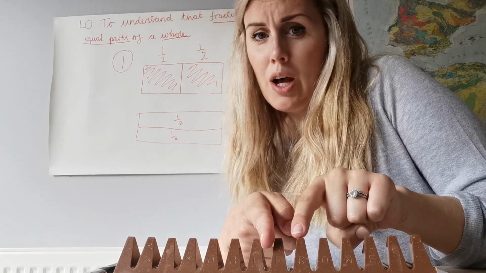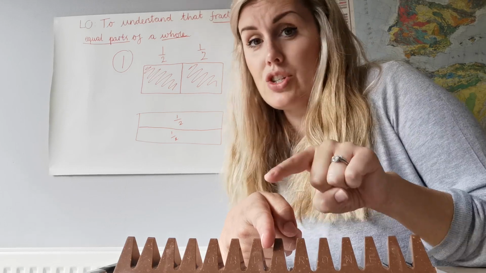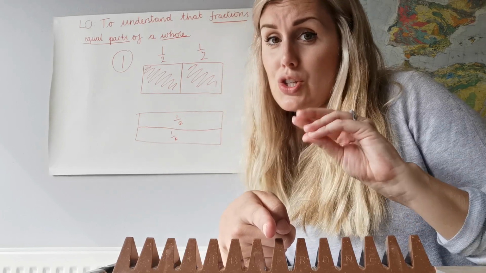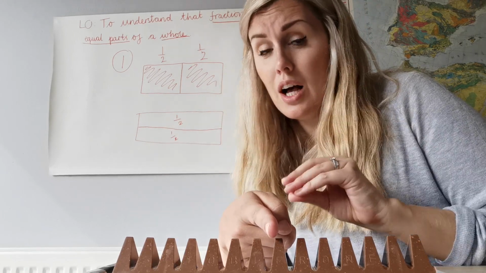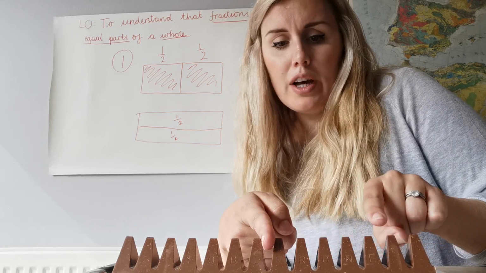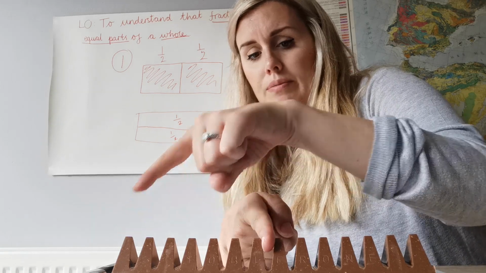I'm just going to count how many mountains there are on each side to check actually if they are exactly the same. Because remember, a fraction is split into 2 equal parts. When finding a half, it is 2 equal parts. So 1, 2, 3, 4, 5, 6, 7. 1, 2, 3, 4, 5, 6, 7.